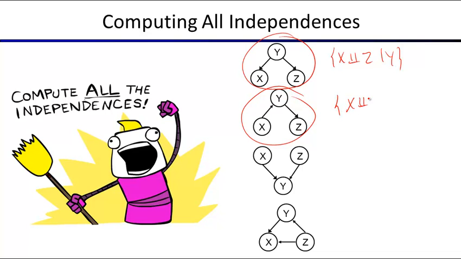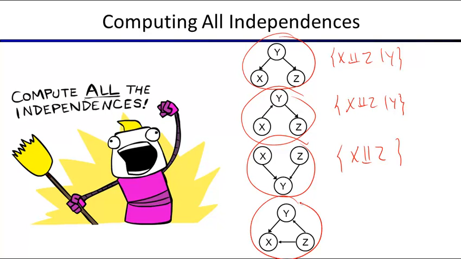X independent of z given y. Same thing. That's the only independence that we can infer from the graph here. How about this one? We have x independent of z. Anything else? No, that's it.